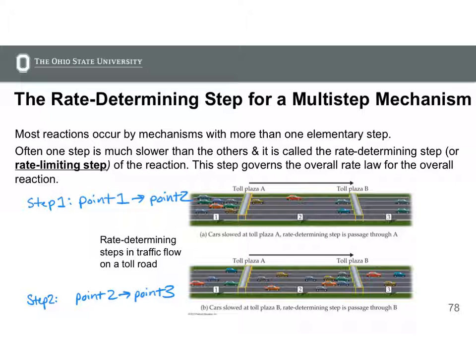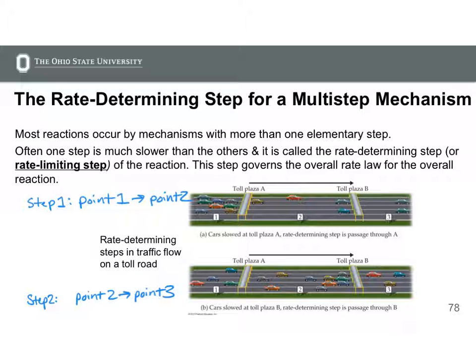Anyway, if I were running a relay race, I would most certainly be, hopefully, the slowest person, and so I would be the rate determining step. Me going from my starting position to my ending position, that's going to be rate determining. All the other people will be faster. The rate of us completing the race will be based on my slowness.